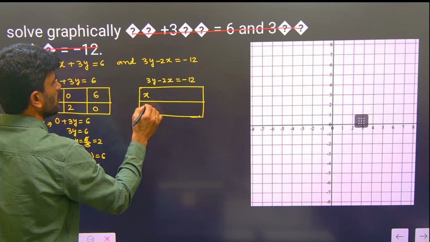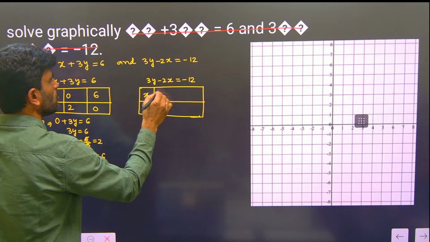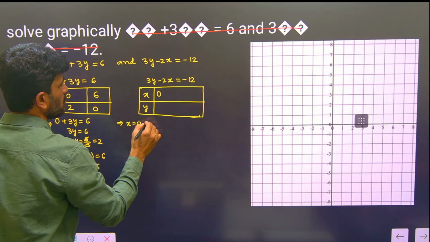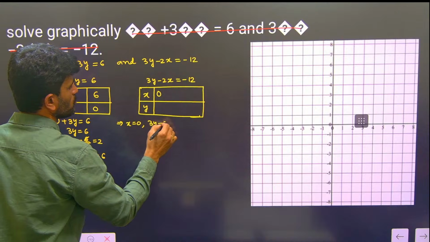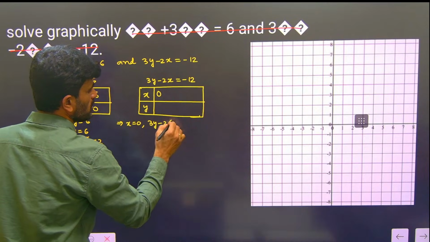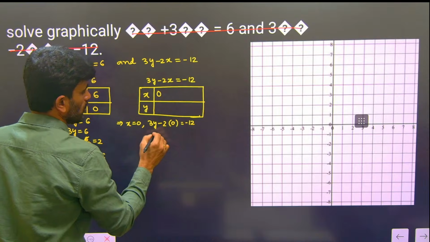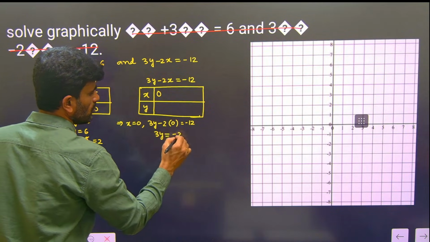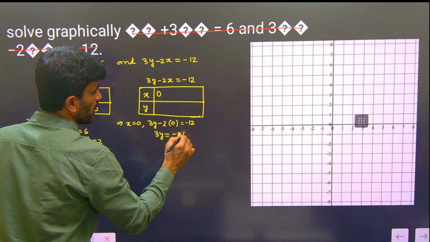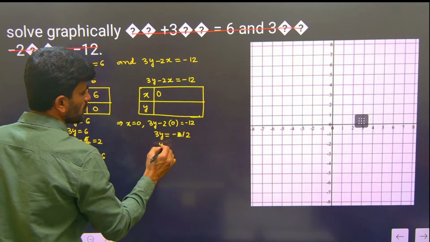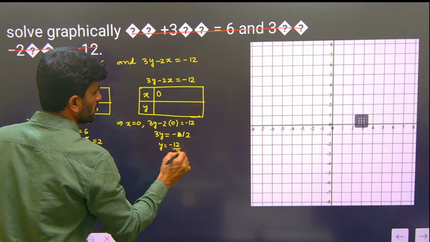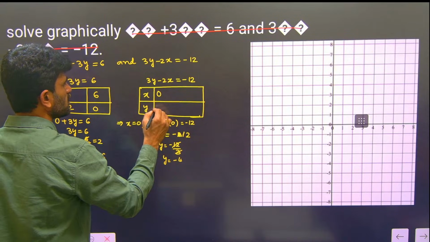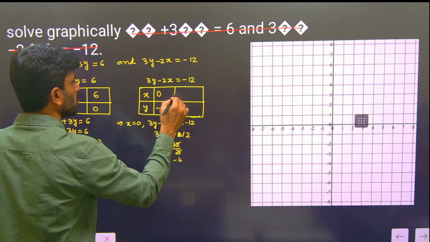X, y. We take x is equal to 0 first. If you take x is equal to 0, 3y minus 2 into 0 is equal to minus 12. So what it is, 3y minus 0, anyway this is 0, so only 3y is equal to minus 12. 3y is equal to minus 12. Y is equal to minus 12 by 3. Y is equal to minus 4. So when we took x is equal to 0, we got y is equal to minus 4.